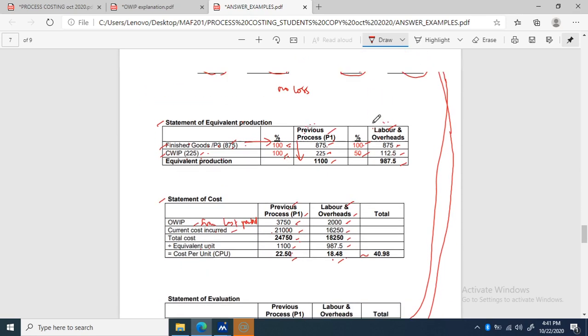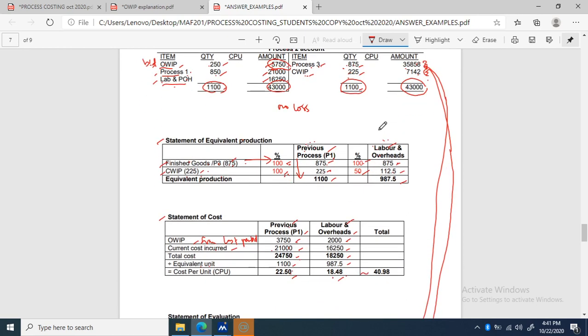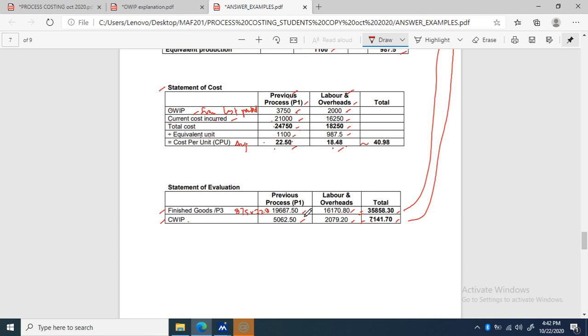So this is the weighted average method. The basic thing you should know under the weighted average method is that the CPU is an average. Why do we call it average? Because we take the last period cost plus the current cost to get the total cost, and then divide by units to get the average CPU. From this average CPU, we then get the value here. So that means we calculate the value of finished goods and CWIP based on the average cost per unit. So this is the weighted average method.